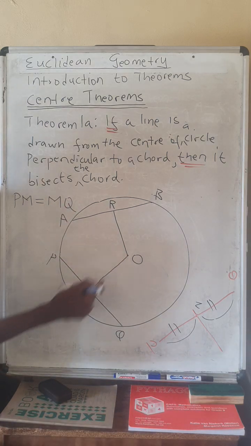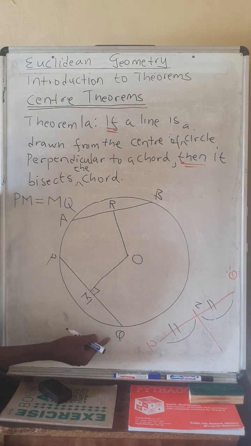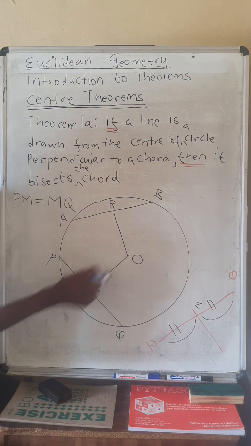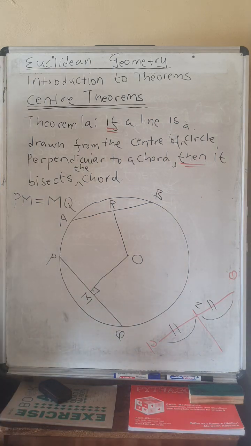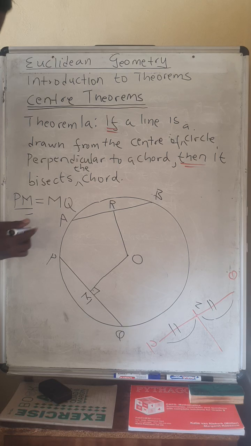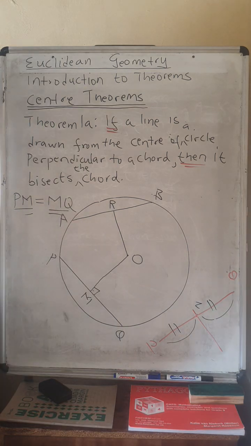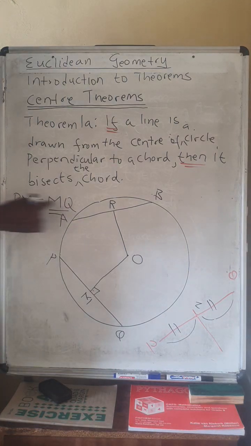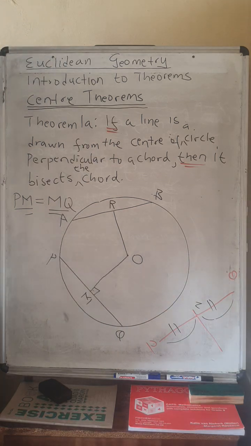Guys, remember, is OM not splitting PQ? It is, into PM and MQ. And since OM is drawn perpendicular to PQ, it will split them in such a way that they will be equal to each other. So in this case, MP and MQ will be equal to each other. So this is the conclusion I'm going to reach for this diagram, for this condition actually.